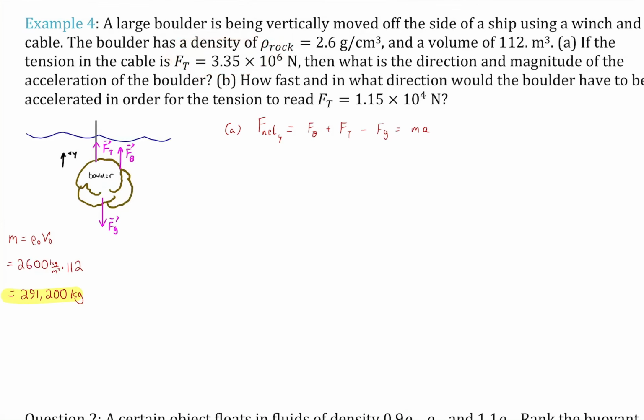Because here's the thing: if this tension isn't great enough, then the boulder would still be sinking. If the tension is just right, then maybe the acceleration is 0. And if the tension is more than enough, then it would actually be accelerating up. So let's find out which of the cases it is.